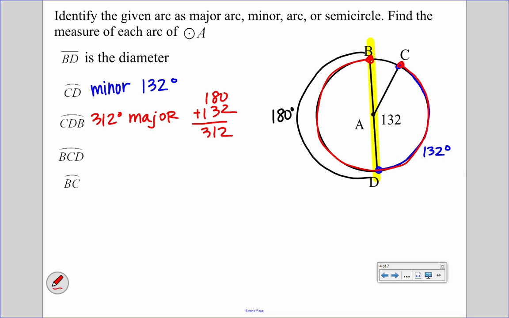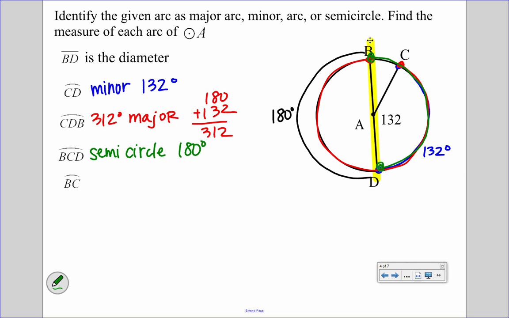Our next one is B to C around to D. Well, if we look at that, that's a semicircle. That's half a circle. And a semicircle is 180 degrees.